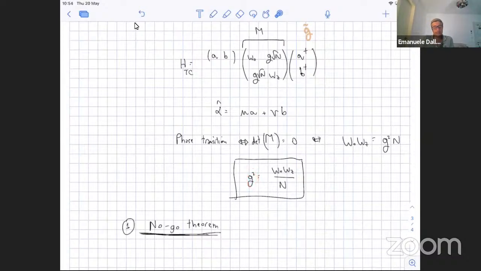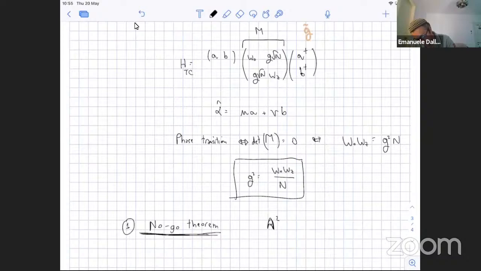G squared needs to be however higher than omega 0 omega z divided by n. So in principle, if n is large enough, then you should be able to reach this phase transition. The problem: the No-go theorem says that even if you do reach this limit, you will still not have a phase transition. The reason is that when you derive from a microscopic model of an interaction between light and matter, you will obtain additional terms. These are related to the A squared terms.